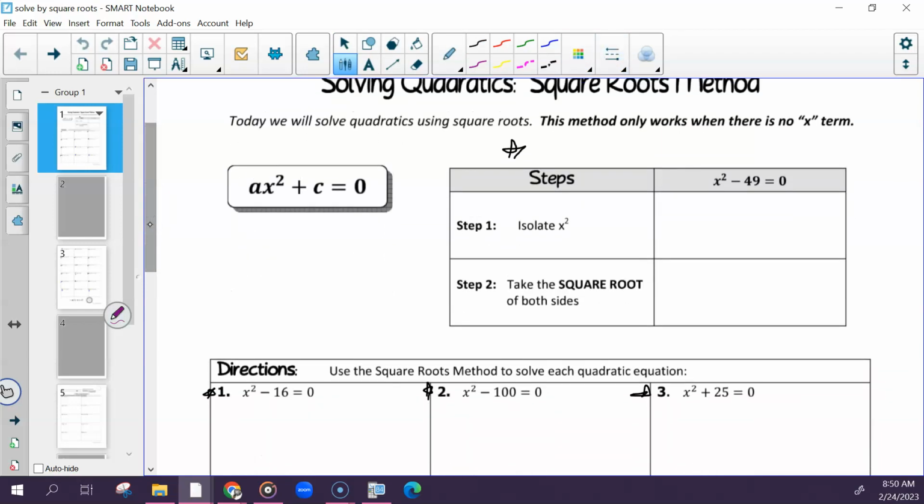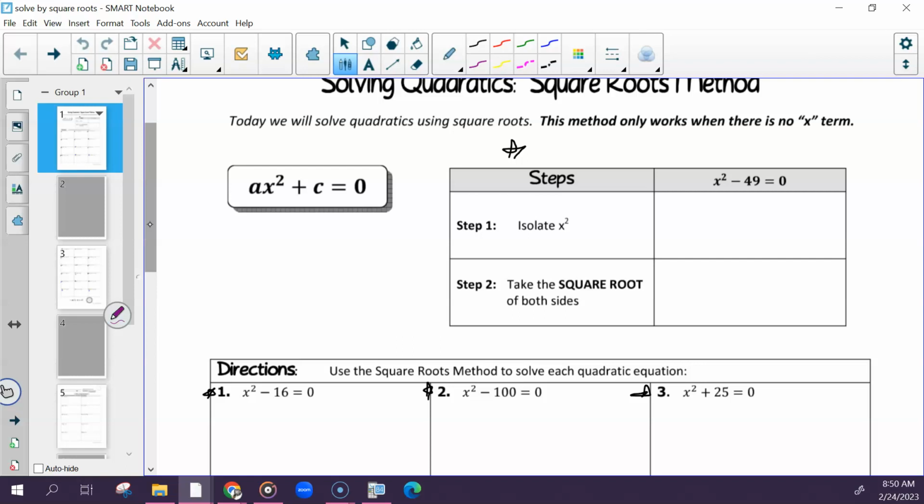Where you'll be given something that looks like this. Usually you won't have 3 terms, or if you do, some of them can be combined. You won't have an ax squared plus a bx. You won't have that term. So this only works when you don't have that bx term.